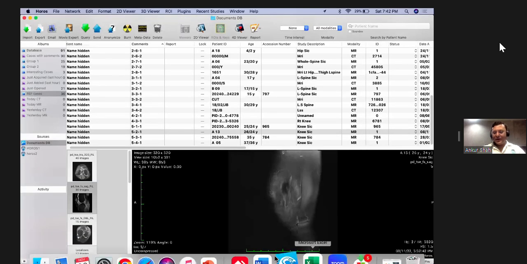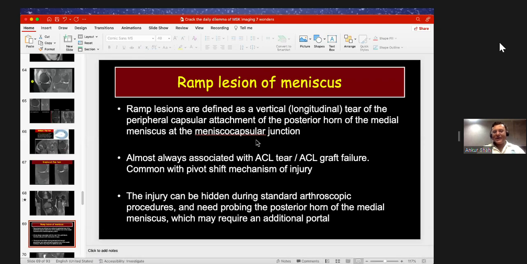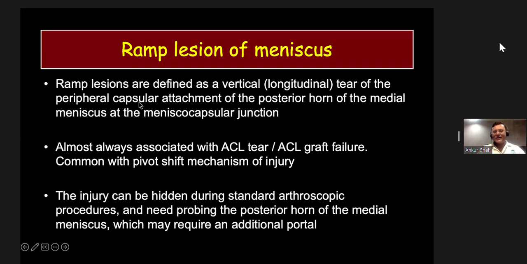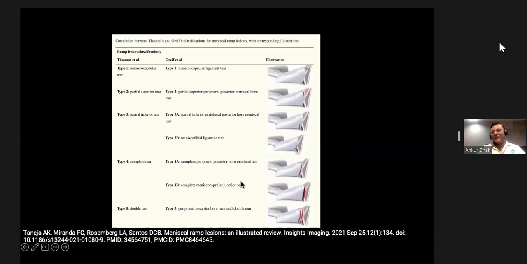So you should be knowing about the ramp lesion commonly associated with the anterior cruciate ligament tears. These are the longitudinal tears of the peripheral attachment of posterior horn of medial meniscus, almost always associated with ACL tear. And these injuries, again, they can be hidden during the standard arthroscopic procedures, and they need probing of the posterior horn of medial meniscus. So that is why we need to tell them before the surgery that there is a chance of ramp lesion, so that they specifically look for it and repair those lesions whenever they are doing the surgery for ACL.